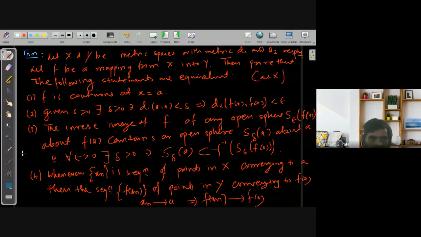Now, to prove that these four statements are equivalent, what I will do is prove that one if and only if two, one if and only if three, and one if and only if four. One if and only if two is obvious because this is the definition of the continuous function, so we are not going to do anything with the first and second statements. First I will start by proving that f is continuous if and only if the third statement is true. So let us try to prove that one.